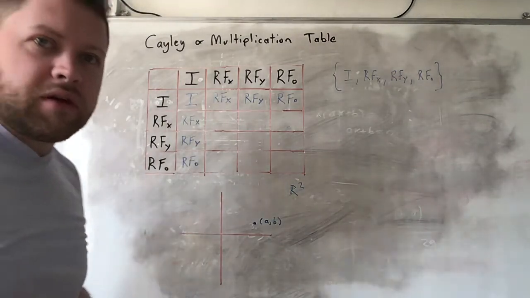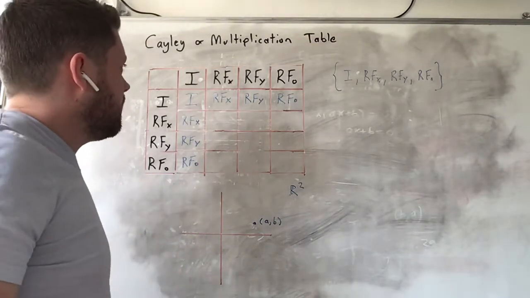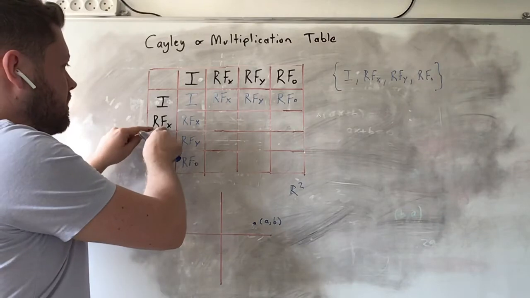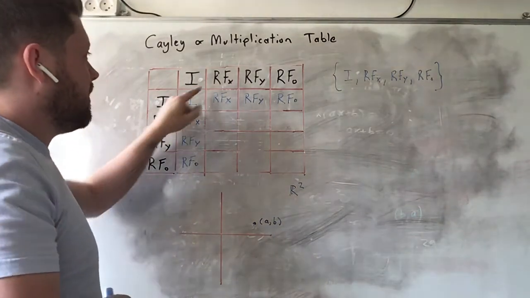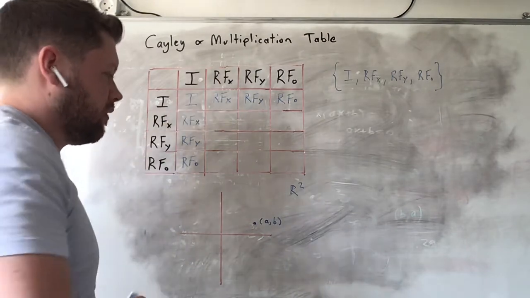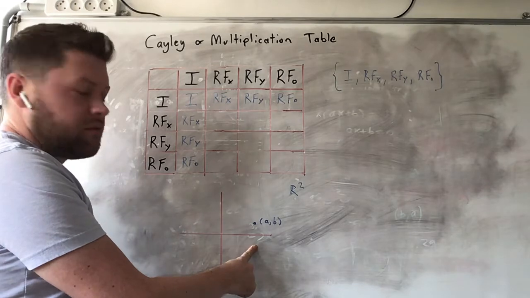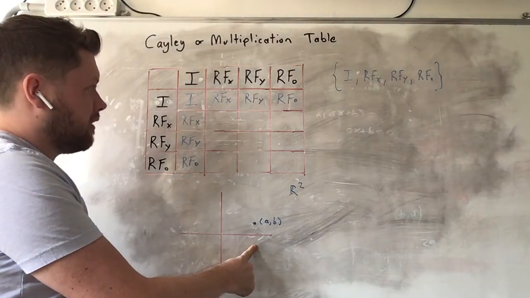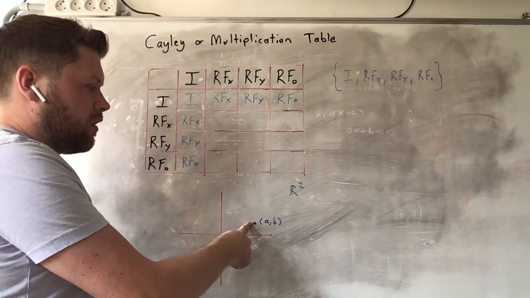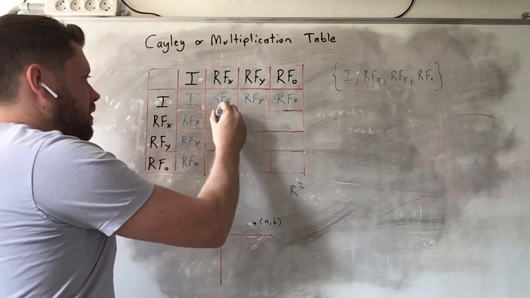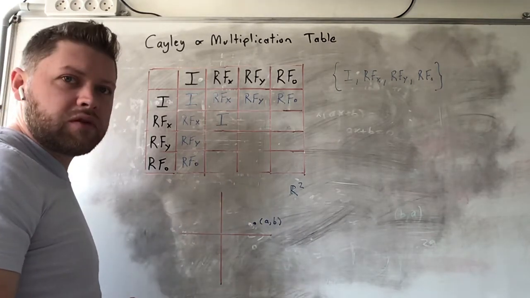It gets more interesting from here. What happens if we first reflect through the x-axis and then reflect through the x-axis again? So we're here. If we reflect through the x-axis, we come here. Then if we reflect through the x-axis again, we come back to the original position. So that's the same as I again. It's the same as doing nothing.